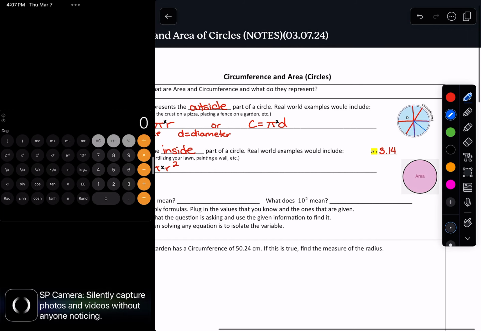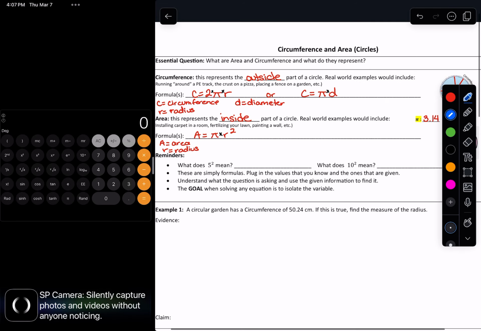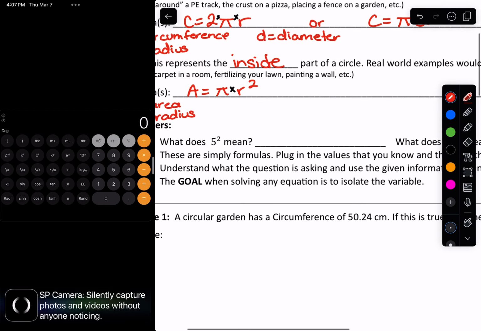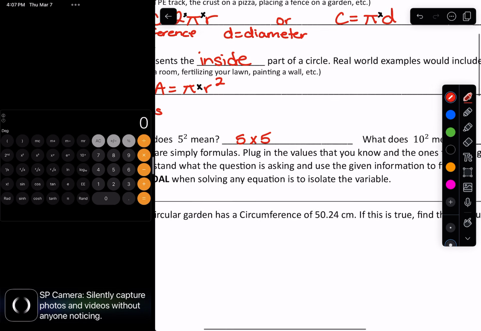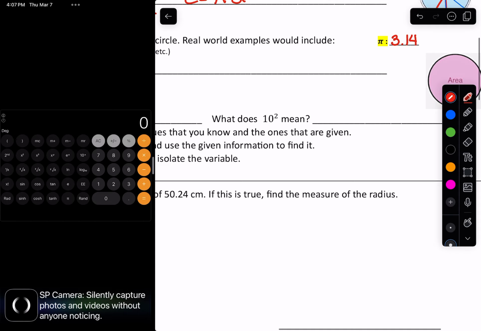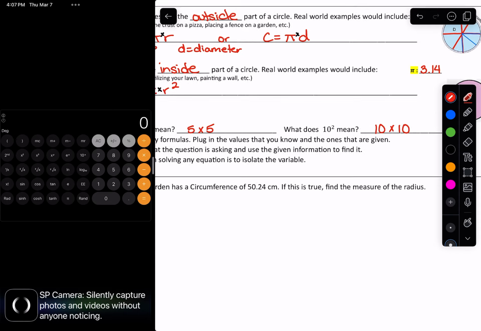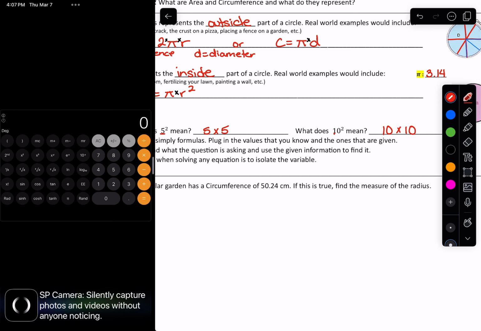Okay? So some reminders are, what does 5 squared mean? In other words, how would we rewrite this? That would be the same as saying 5 times 5. Same with 10 squared. It'd be 10 times 10. So it'd be your base, which is your main number, the big one, is going to be the number that's going to be multiplied. And the small number on top is how many times they're going to be multiplied. So because there are 2, there's 2 of these.